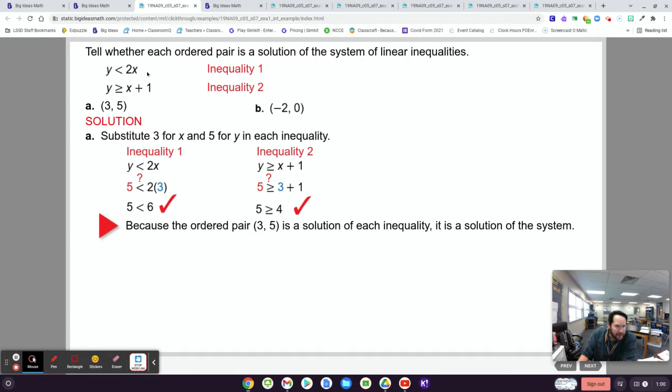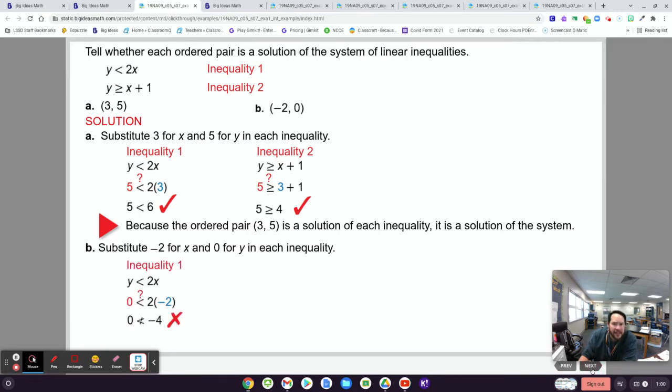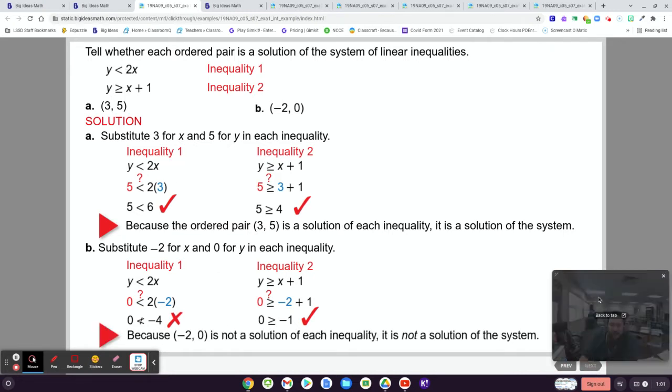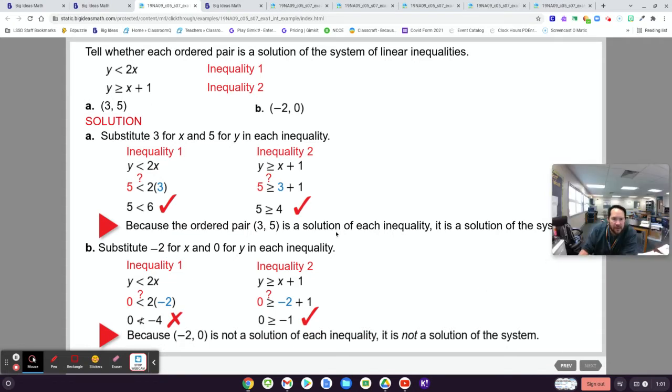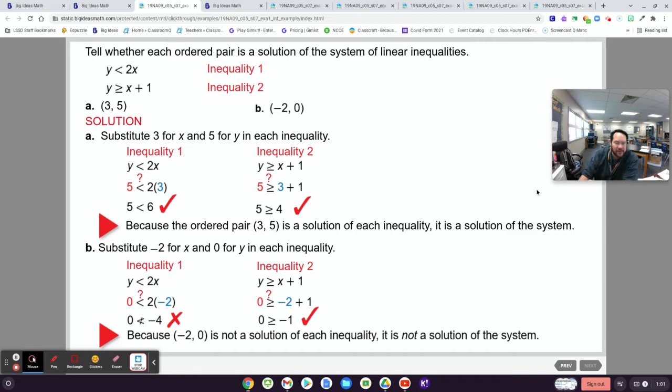All right, same inequalities. See if (-2, 0) is a solution to this system of inequalities. Okay, I'll go quickly through this one. You plug in negative 2 for x and 0 for y, and you will find out that it works for one of the inequalities, but not the other one. Therefore, it is not a solution because it has to work for both of these inequalities. Okay, take a look at that. Make sure it all makes sense before we move on to the graphing part.